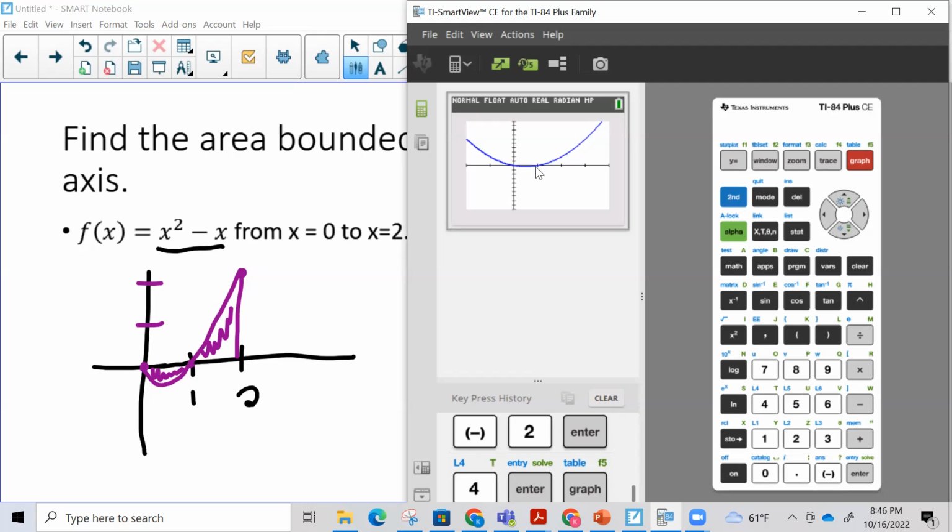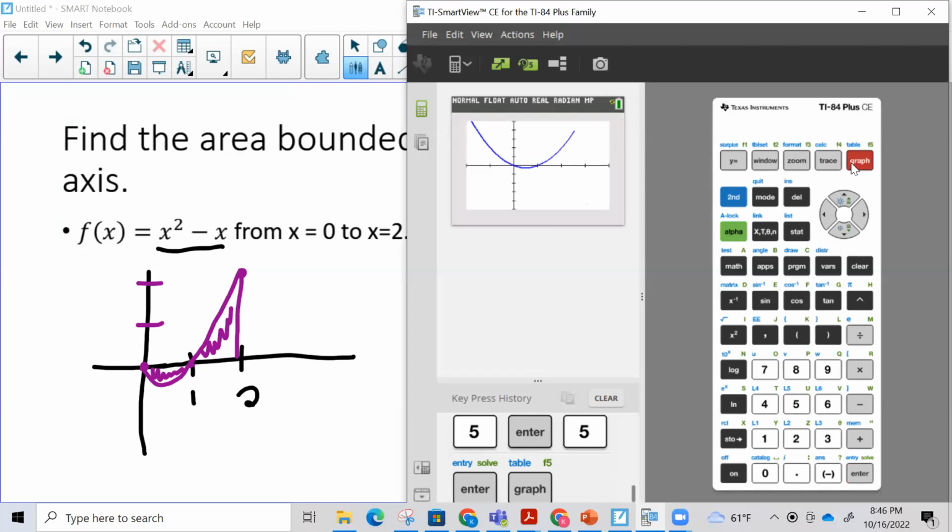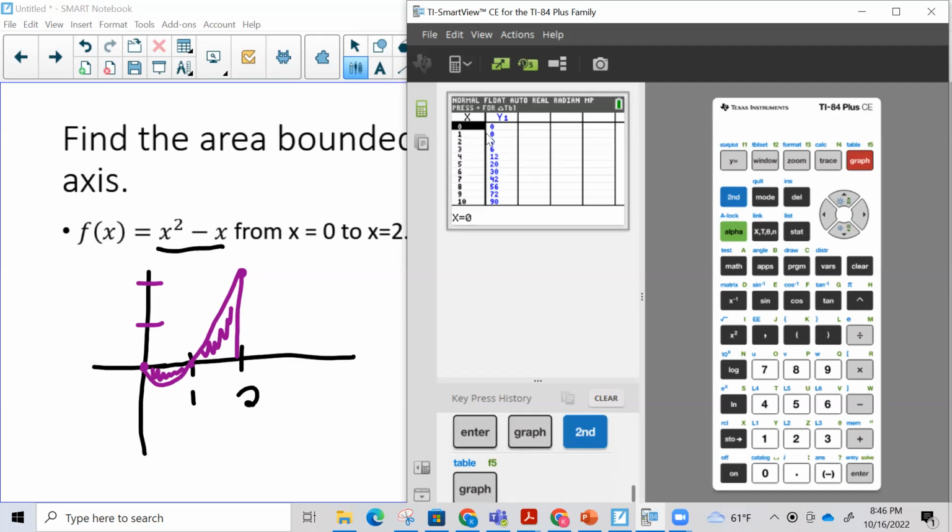And you can see this is below the x-axis, but it's not really easy to see. So maybe we change our y scale to be a little bit closer. We could try -5 to 5 and see if that gives us a better idea. And then you can see here's below and here's above. You can also hit second table to get an idea of values. So we have 0, 0, 1, 0, 2, 2. So that's how I graph these. And then we know it goes below the x-axis from 0 to 1. I don't really care what the height is, so I just estimated it. And then above from 1 to 2.